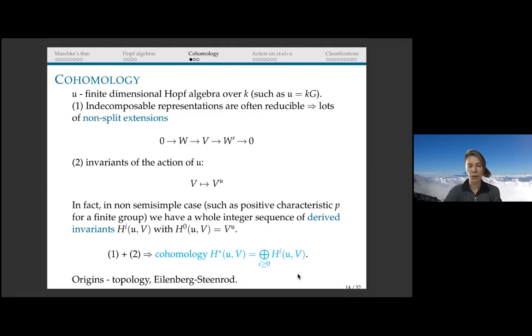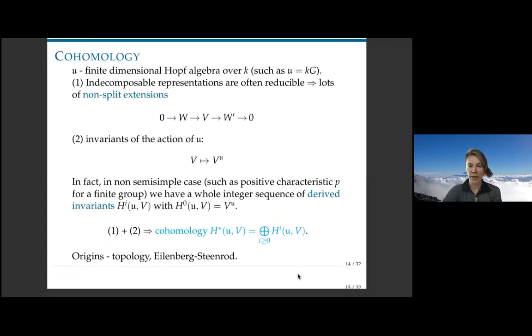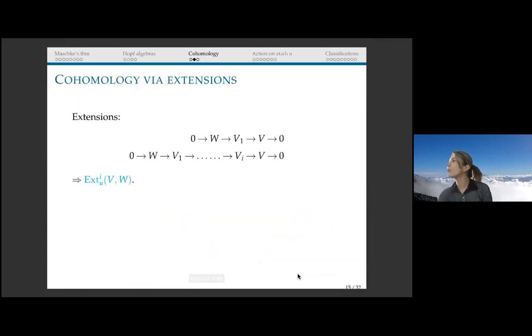Again, this goes back to topology, and the work of Eilenberg and Steenrod brought it into the algebraic setting. Okay, I'm going to try to be slightly more formal. Again, these are basic things. We can define cohomology just by looking at extensions. An extension of length 1 involves three vector spaces: a vector space, an invariant subspace, and a quotient. One can splice them together to get extensions of length n, where the length of the extension is the number of intermediate vector spaces, and an extension is just a long exact sequence.